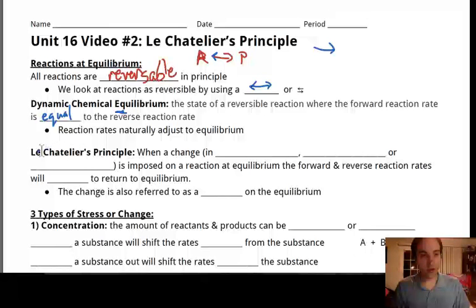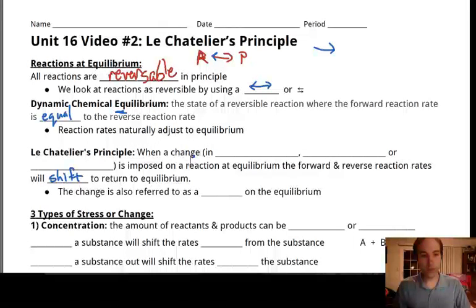All right? And the scientist who figured this out, that reactions will adjust naturally, his name was Le Chatelier, and his principle was that when a change is imposed on a reaction at equilibrium, the forward or reverse reaction rates will shift to return to equilibrium. In other words, if we upset this reaction, if we do something to stress it out, to cause problems, then the forward or reverse reaction will speed up in order to bring it back to this natural equilibrium that all reactions are trying to get to.